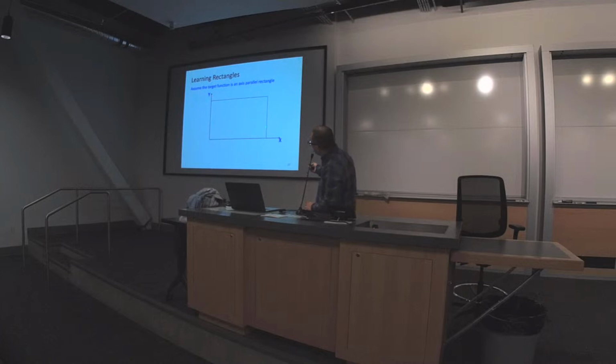This is our target function, the true concept. Every point inside this rectangle classifier is positive, and outside are negative. Given a set of training examples, we want to learn a rectangle classifier which is as close to the ground truth rectangle classifier as possible.